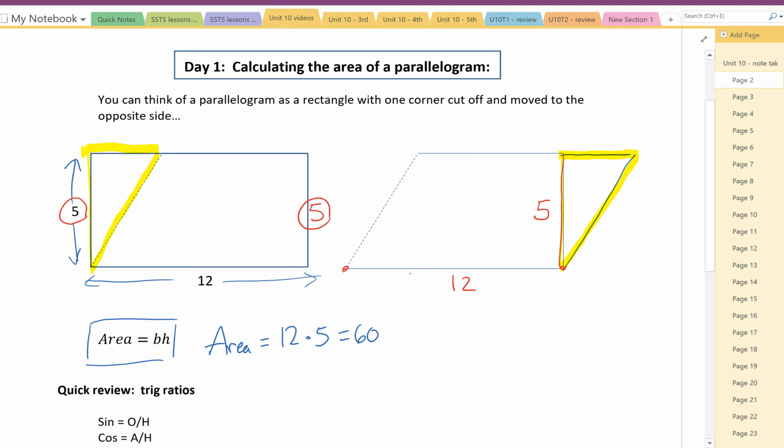So if I want to calculate the area of a parallelogram, it would also be 12 times 5, which is still 60. So for the area of a parallelogram, just think of it as we took a rectangle, chopped off one corner, and slid it to the other side. So even though a parallelogram, which is what I have over here on the right, looks different than the rectangle that I have over here on the left, the way we calculate the area is exactly the same. So I need 2 things. I need the base and I need the height.